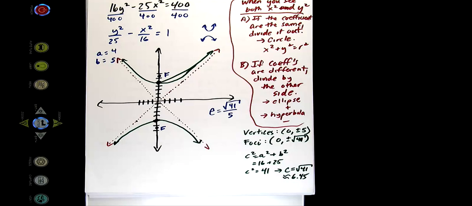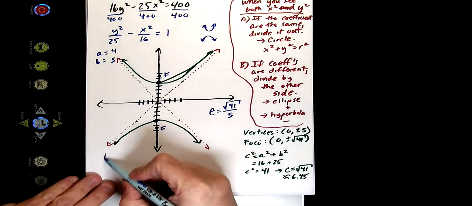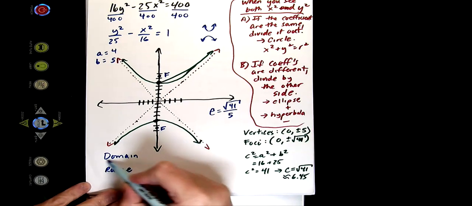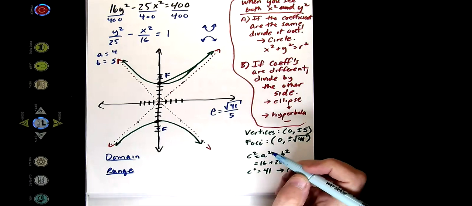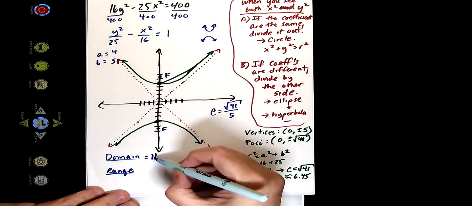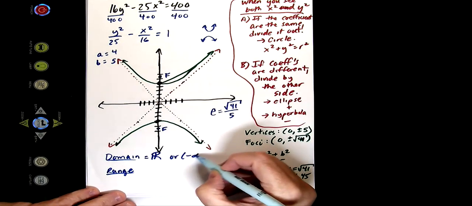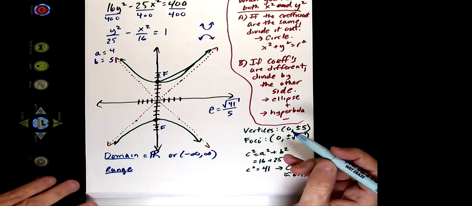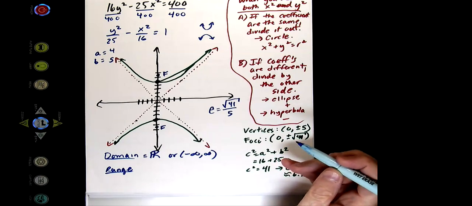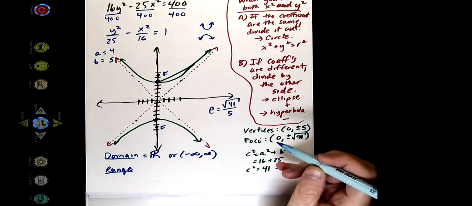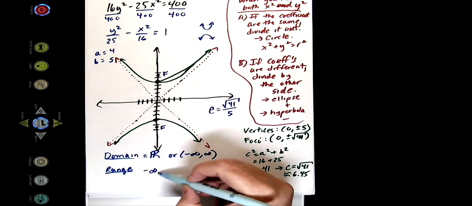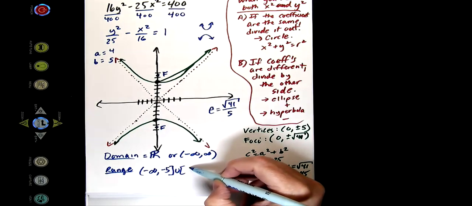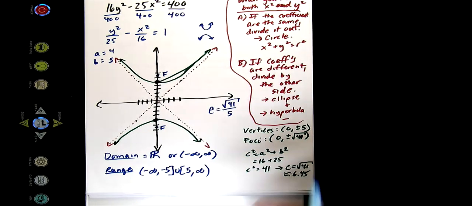What's the domain and range? Domain is all real numbers, or if you want, negative infinity to infinity. What about the range? Range is negative infinity to negative 5, bracket, union, bracket, positive 5 to infinity. Yep. Excellent.